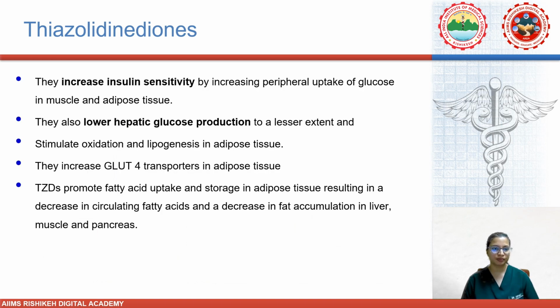So they increase the insulin sensitivity by increasing peripheral uptake of glucose in muscle and adipose tissue. They also lower the hepatic glucose production to a lesser extent and they stimulate oxidation and lipogenesis in adipose tissue. They increase the GLUT4 transporters in adipose tissue. They promote fatty acid uptake and storage in adipose tissue, resulting in a decrease in circulating fatty acids and a decrease in fat accumulation in the liver, muscle and pancreas.